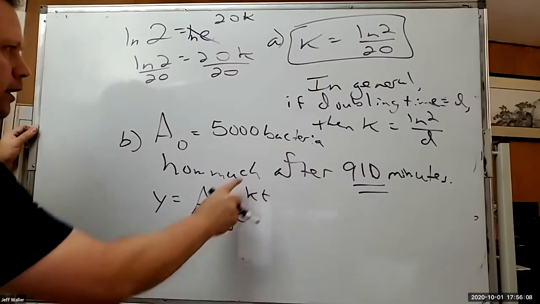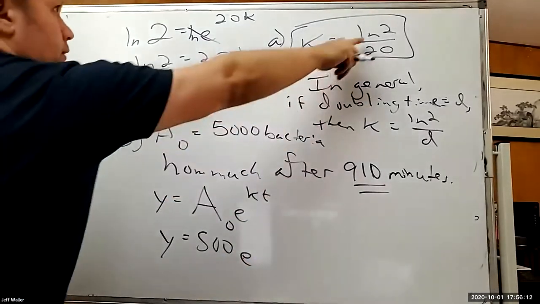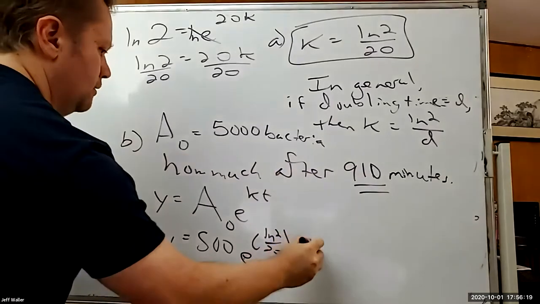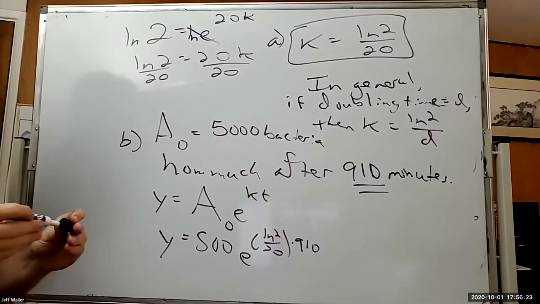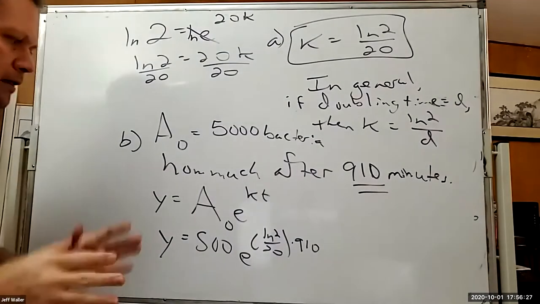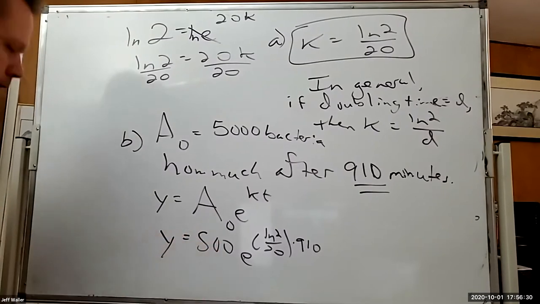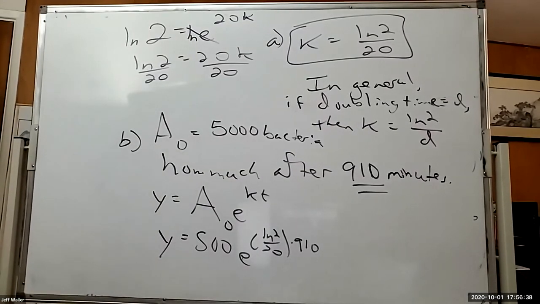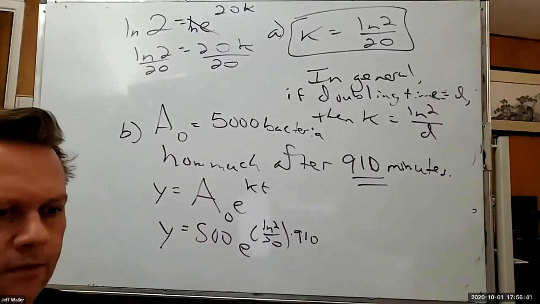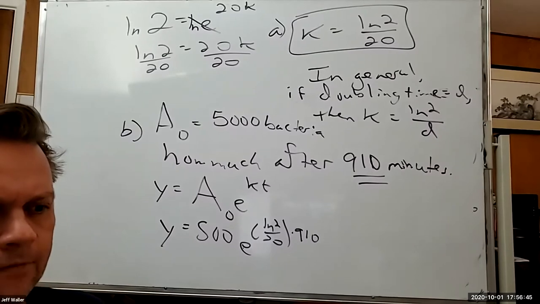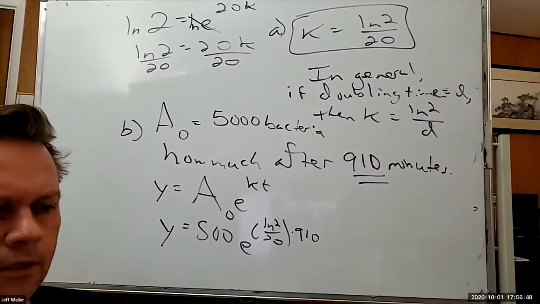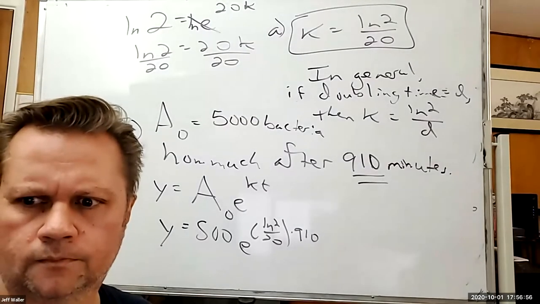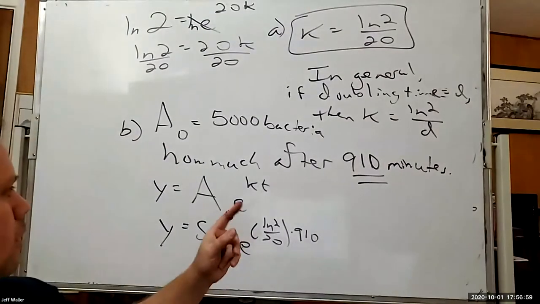So now if I put everything in here, 5,000 times e to the natural log of 2 over 20, that's what k is, times 910. And this is what I really wanted to make a point of on that quiz. You've got to know how to plug stuff in the calculator correctly. So let's do this one together. Can you guys go ahead and try to put that in your calculator? I'm going to do mine too. We can compare. Is it 500 or 5,000? Oh, I put 500. I'm sorry. Yeah. It is 500.